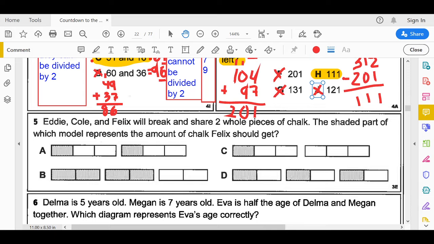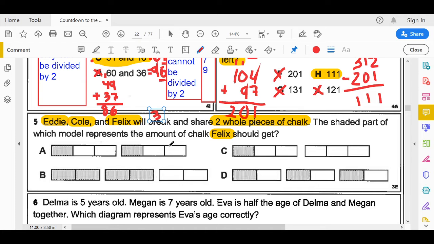Eddie, Cole, and Felix will break and share 2 whole pieces of chalk. So let me just highlight that part. The shaded part of which model represents the amount of chalk that Felix should get. So we have 2 whole pieces of chalk, and how many people do we have? Eddie, Cole, and Felix. That is 3 people here. I'm going to put a number 3 here to remember that I need to divide 2 whole pieces between 3 people. So that's what I need to do.